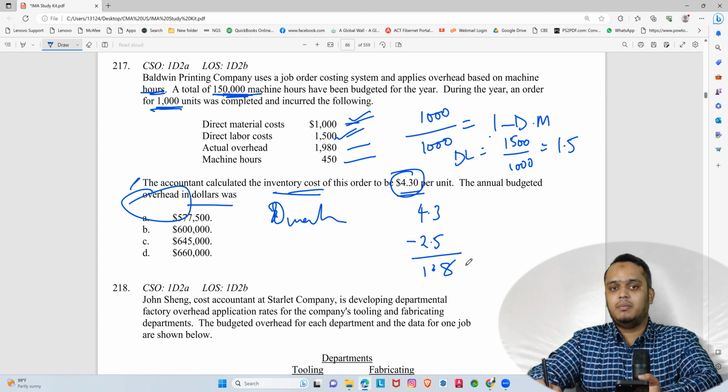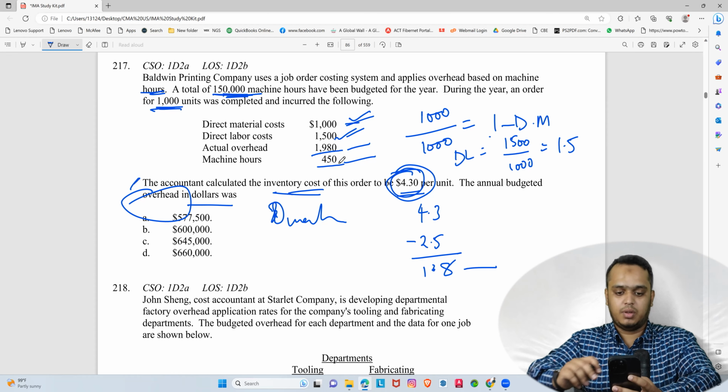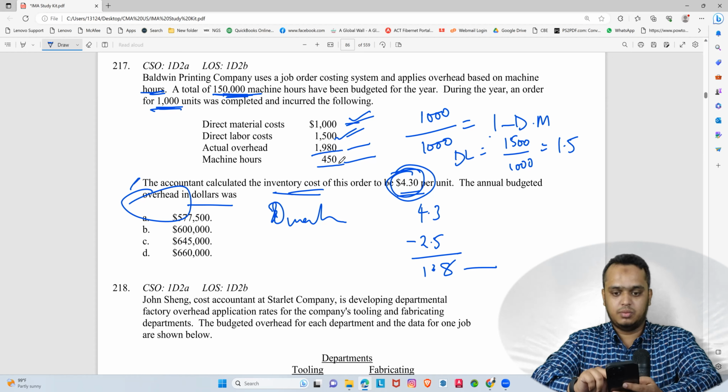150,000 multiplied by 1.8. If I do, I don't think I'm going to get the right answer. Why? Because this is per unit and he's having per hour. So per unit and per hour, if I multiply, I won't be getting it. If you just see here, my actual overhead is 1980 and the machine hours taken for it is 450. If I just do 1980 divided by 450, it gives me 94. No, that's not right.